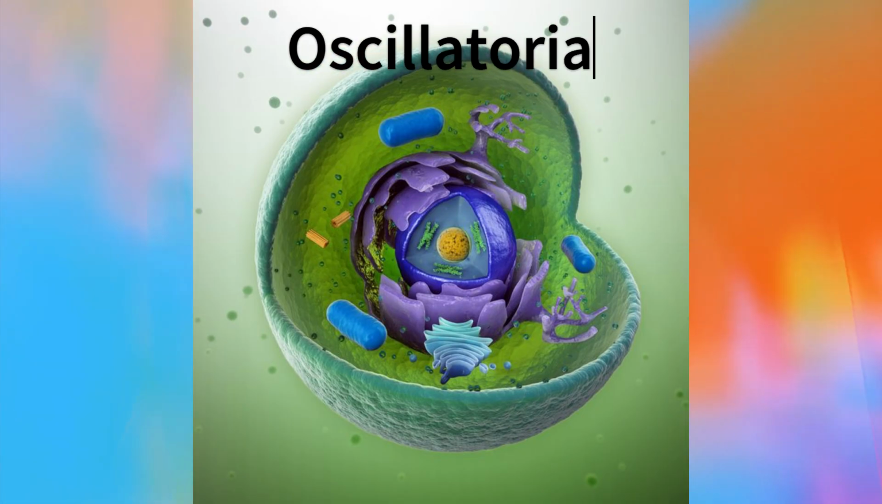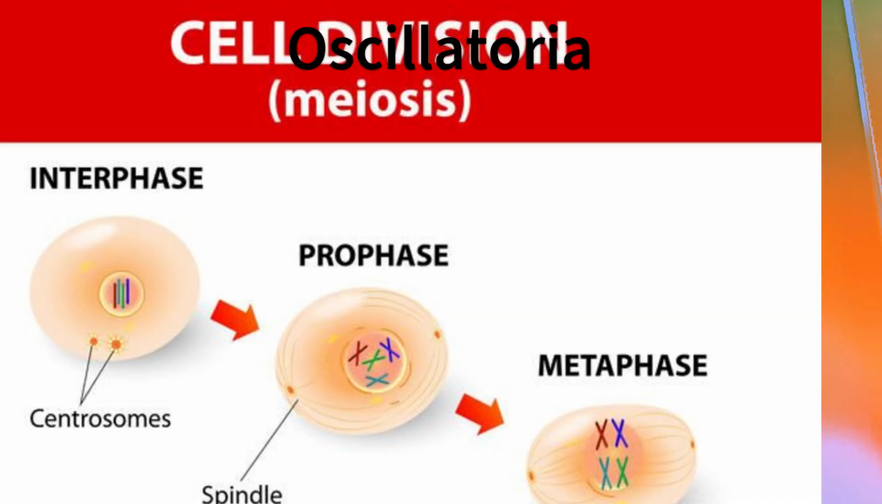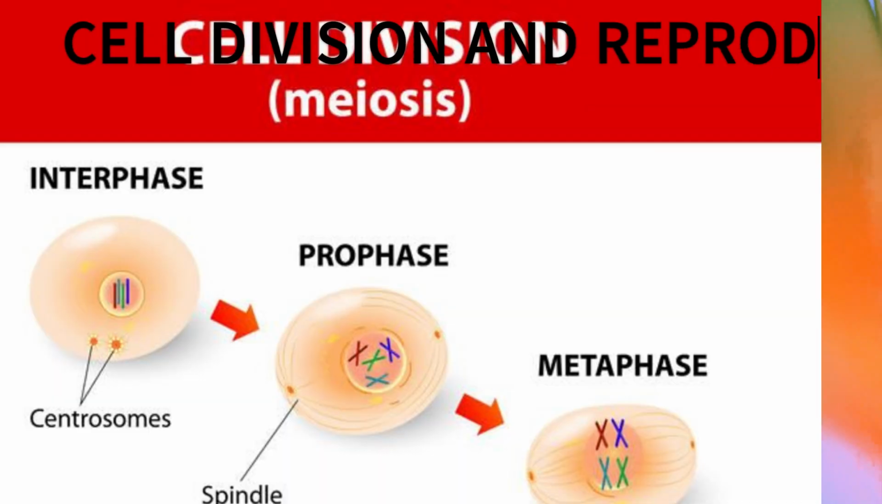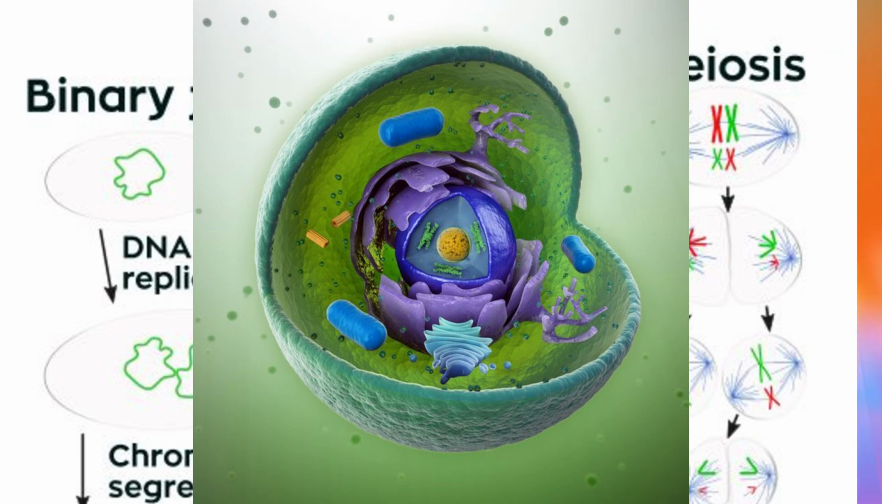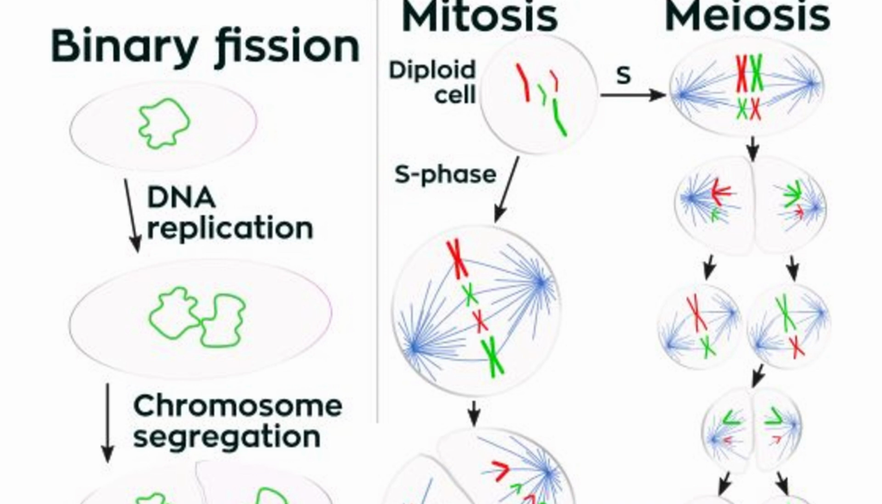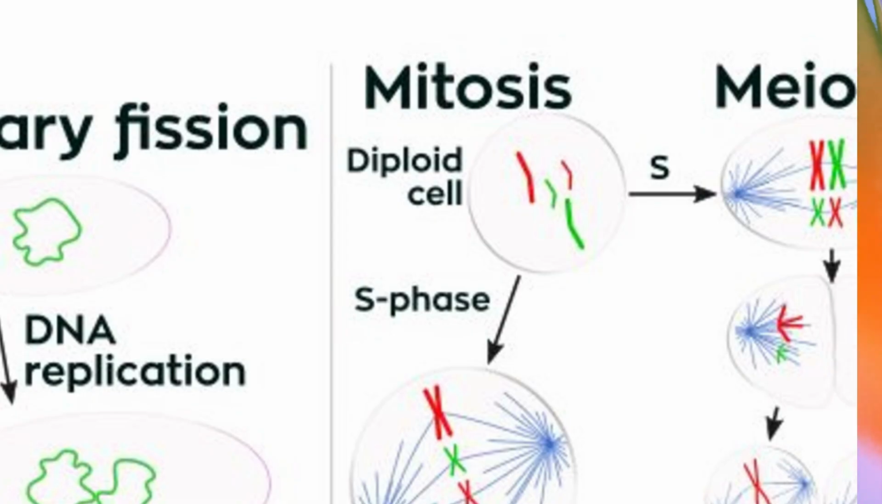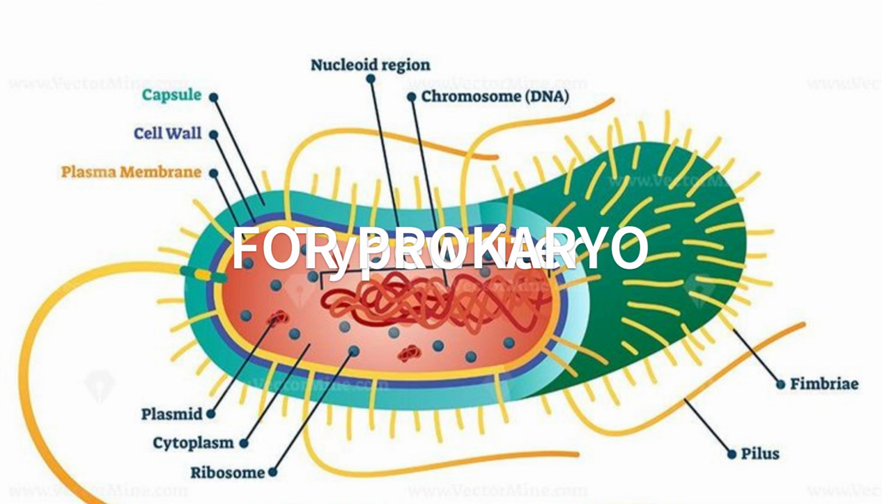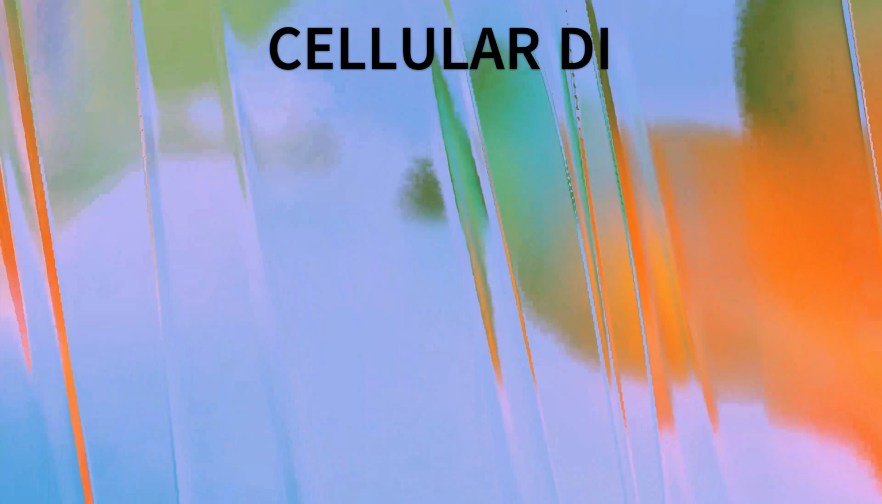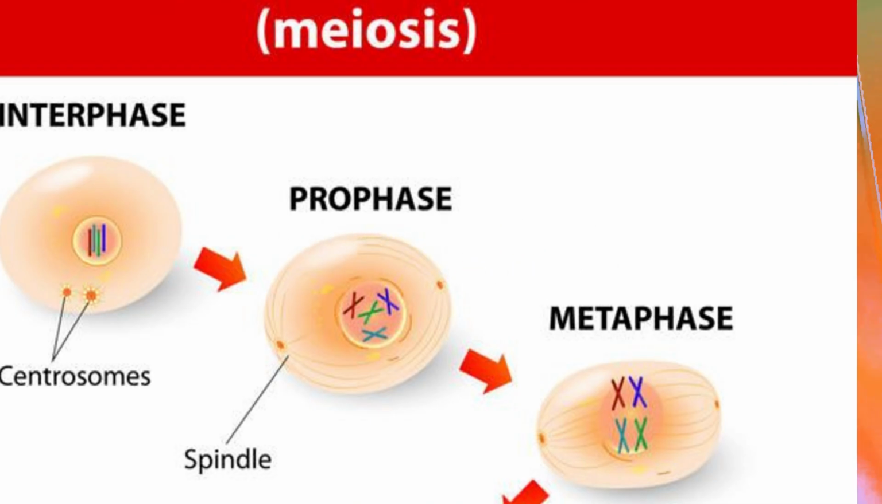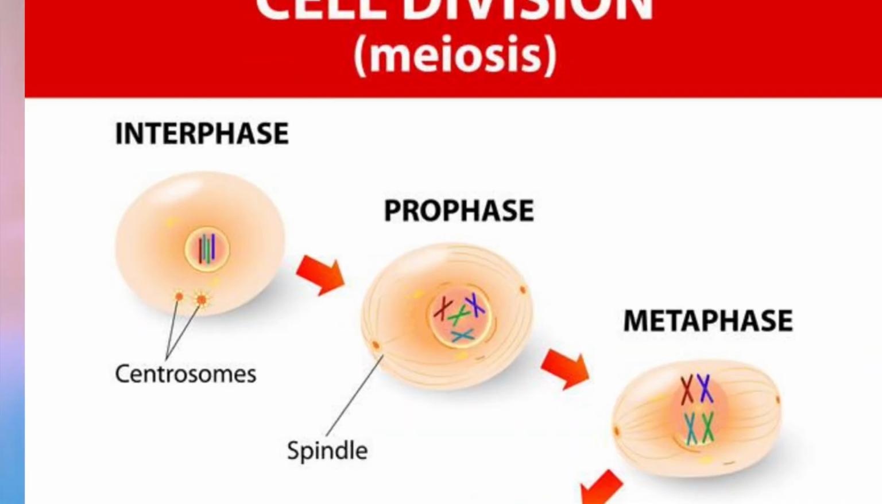Cellular division and reproduction, how cells multiply. Cells are not only the building blocks of life, they are also incredibly dynamic, constantly dividing and regenerating. Cellular division happens in diverse ways. For prokaryotes, it is mostly binary fission, a straightforward process where one cell splits into two identical cells. In eukaryotes, we see both mitosis, where a cell divides to produce two identical cells, and meiosis, a special division process in reproductive cells that ensures genetic diversity.